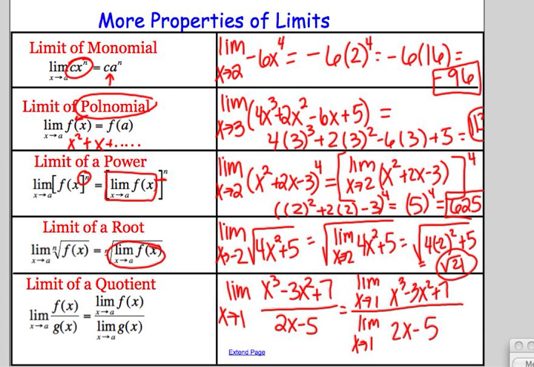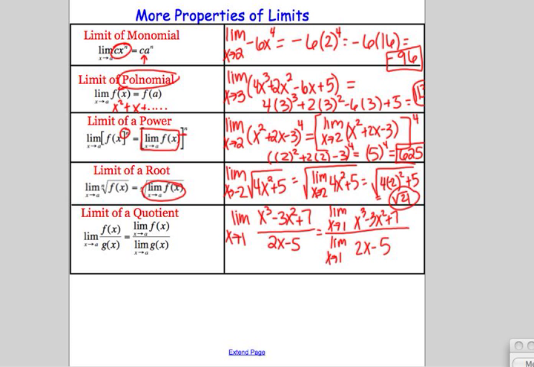Now to find each of those limits, I just have to plug those ones in. I'm out of room here, so let's see. We're going to get 1 cubed minus 3 times 1 squared plus 7. The same on the bottom, 2 times 1 minus 5. If I go ahead and solve that, I end up with 5 over 3.